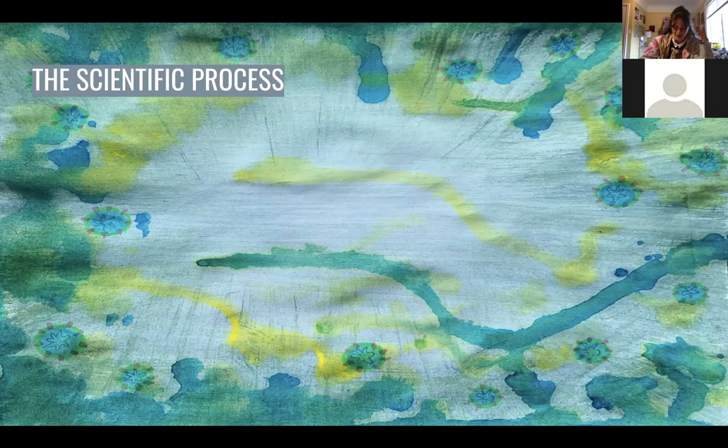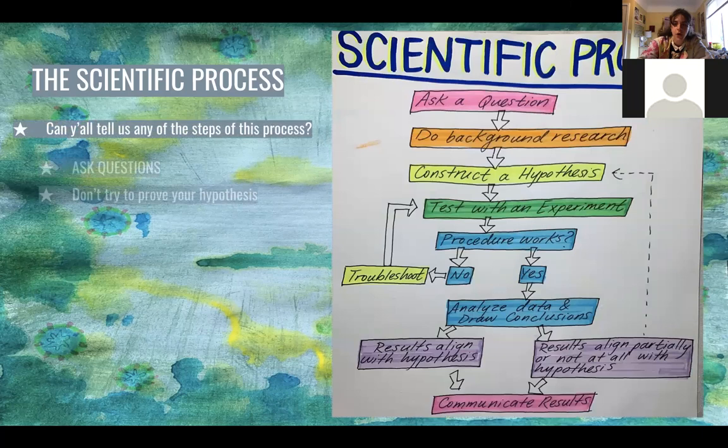I'm so glad that they said ask a question and do research. Those are my favorite suggestions. And I think that is what I will emphasize here. So I made this little flow chart to illustrate the steps of the scientific process.